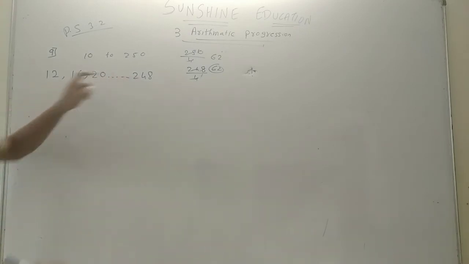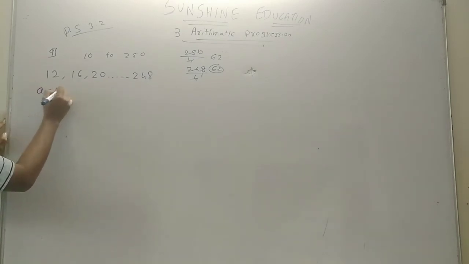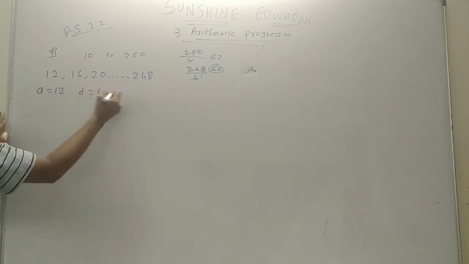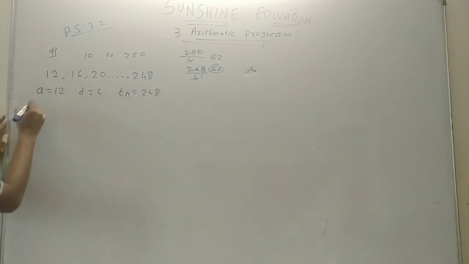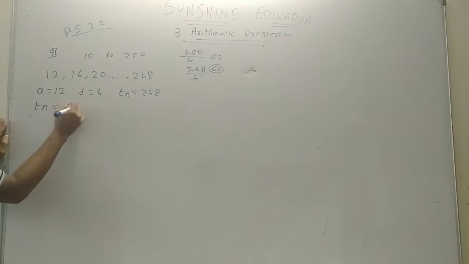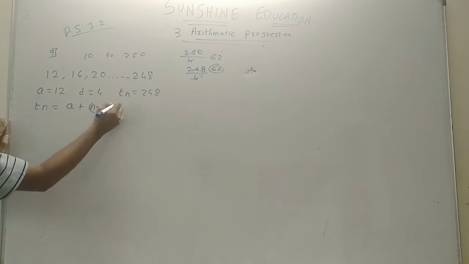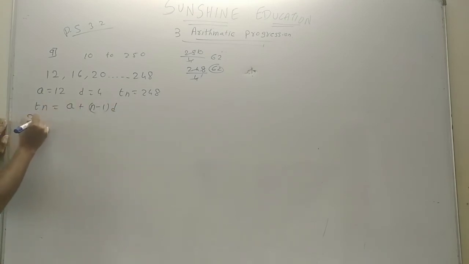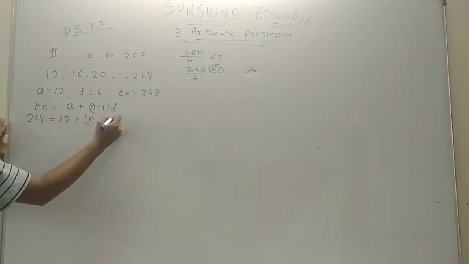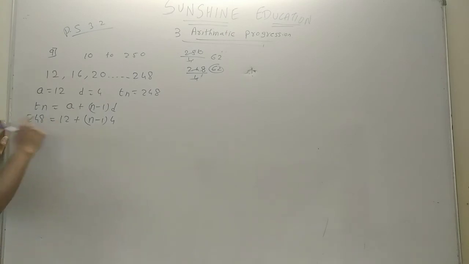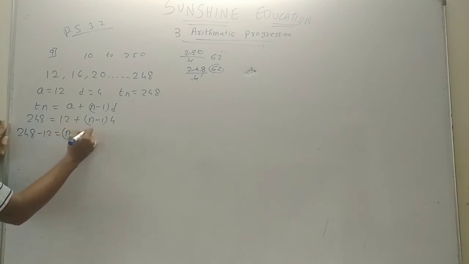If we don't know which number it is, so we will take a is equal to 12, d is equal to 4, and the last term is 248. So using the formula Tn is equal to a plus n minus 1 into d. Last term 248 is equal to 12 plus n we don't know, n minus 1 into d we know it is 4. So 12 will come here and get subtracted. So 248 minus 12 is equal to n minus 1 into 4. This bracket means it is multiplication.